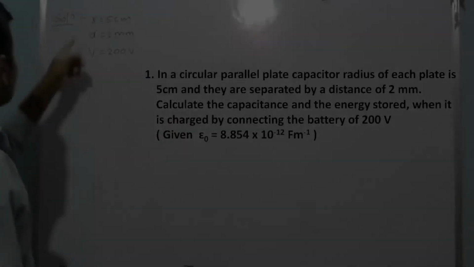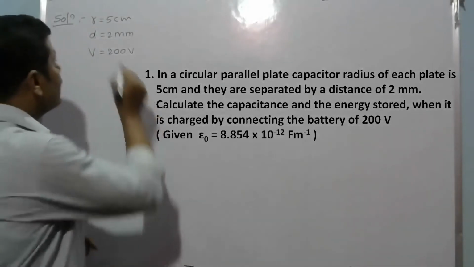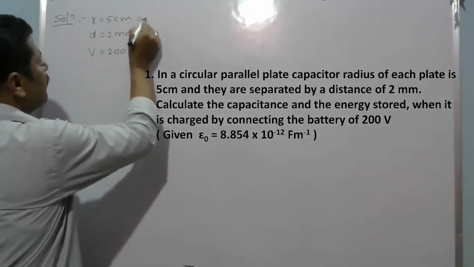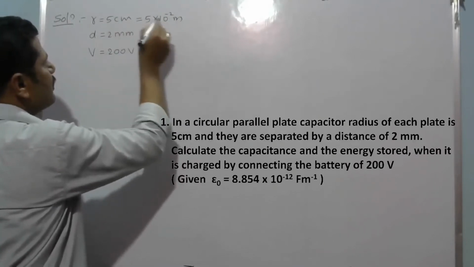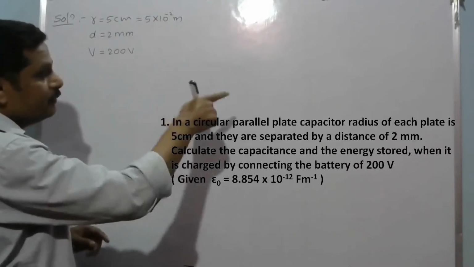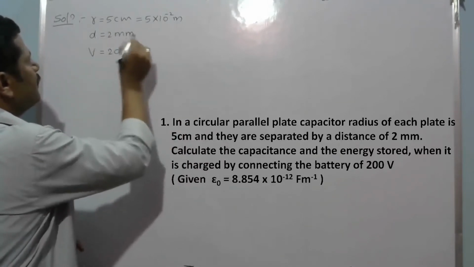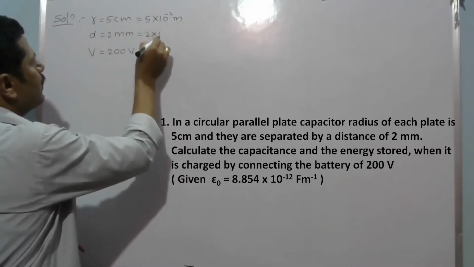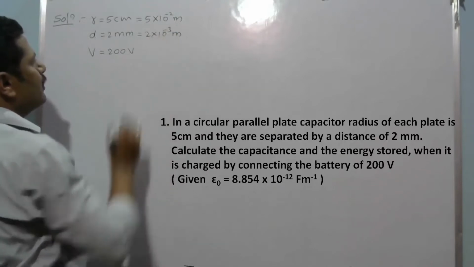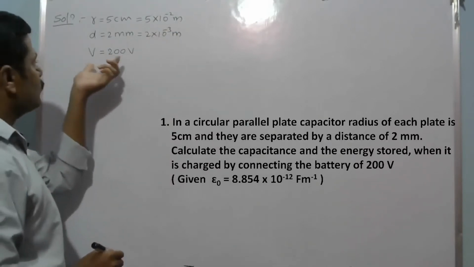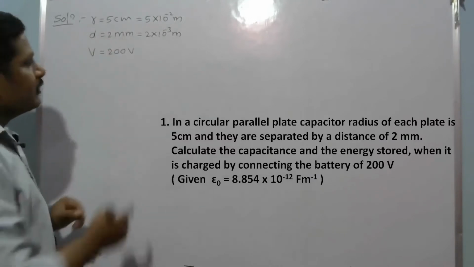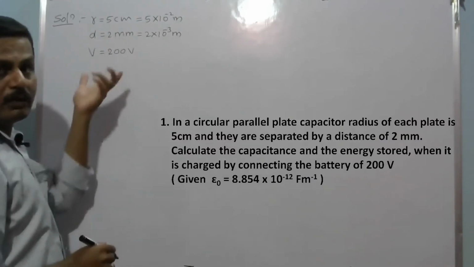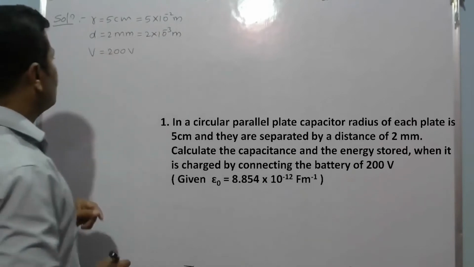In this problem, the radius of the circular plate is 5 centimeter, that can be written as 5 into 10 raised to minus 2 meter, because centi means 10 raised to minus 2. The separation between the two plates is 2 millimeter. It is 2 into 10 raised to minus 3 meter. We could write like this. Then the applied voltage is 200 volt. We need to find out the capacitance of the given capacitor and the energy stored in the capacitor whenever it is connected to 200 volt supply.